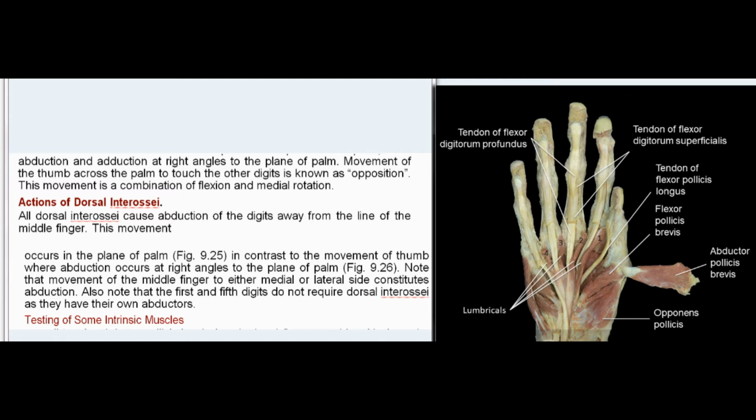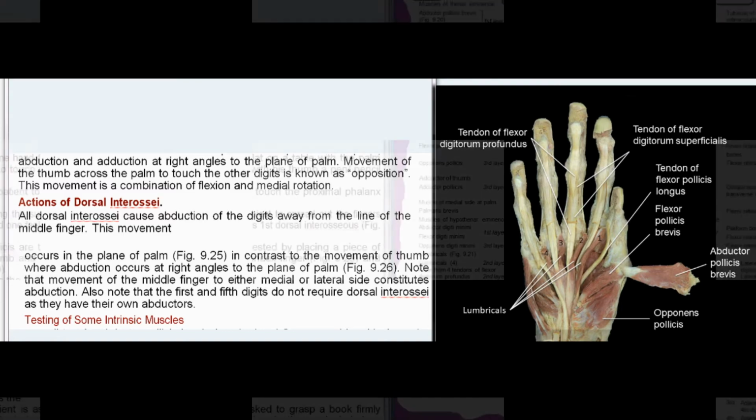Actions of dorsal interossei. All dorsal interossei cause abduction of the digits away from the line of the middle finger. This movement occurs in the plane of palm, Fig 9.25, in contrast to the movement of thumb where abduction occurs at right angles to the plane of palm, Fig 9.26. Note that movement of the middle finger to either medial or lateral side constitutes abduction. Also note that the first and fifth digits do not require dorsal interossei as they have their own abductors.